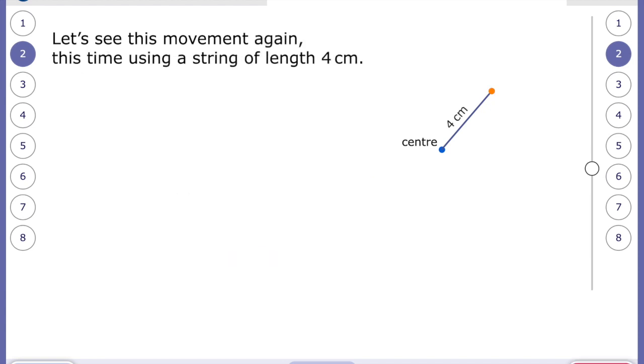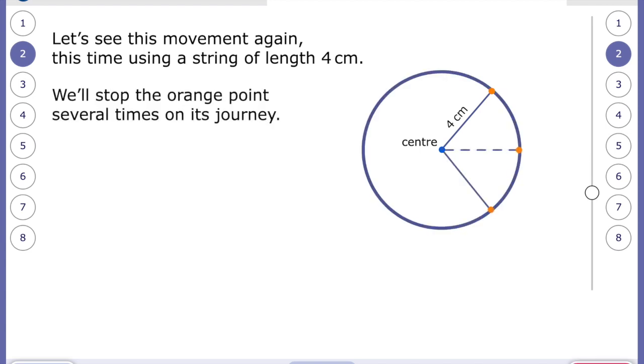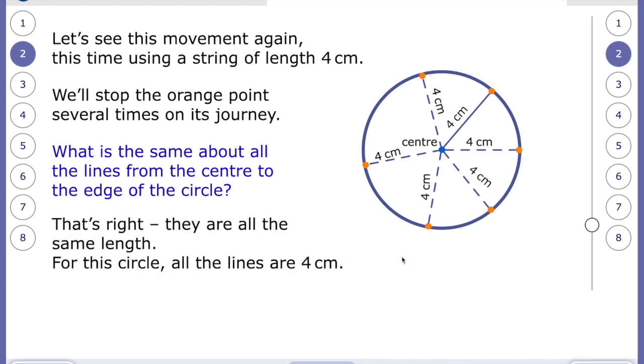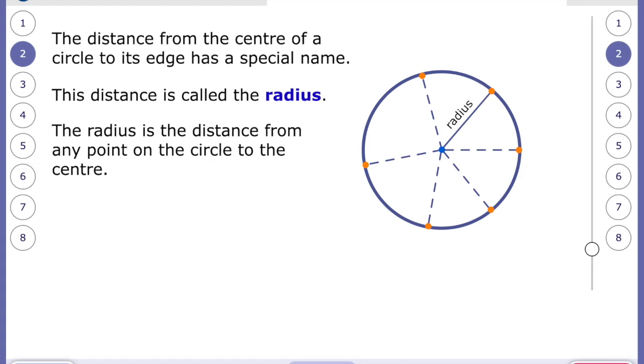And from the centre to the edge of the circle, in this example, it's 4 centimetres. So as it goes around, we can see the orange point moving around from the centre. What's the same about all the lines from the centre to the edge of the circle? Yep, they are all 4 centimetres long. So the distance from the centre to the outside of the circle in this example will always be the 4 centimetres. In other examples, it will always be the same. And it has a special name, which is called the radius. So the distance from the centre to the outside or the edge is the radius of a circle.